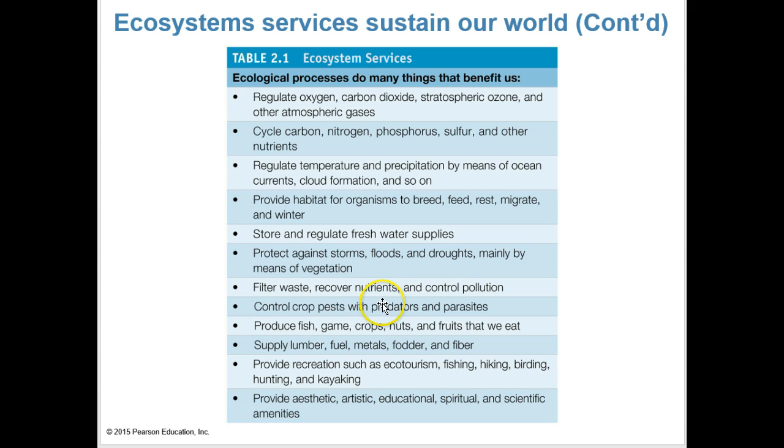Filtering waste and recovering nutrients and controlling pollution. Controlling crop pests with predators and parasites. Producing fish, game, crops, nuts, and fruits that we eat. Supplying lumber, fuel, metals, fodder, and fiber. Providing recreation, such as ecotourism, fishing, hiking, birding, hunting, and kayaking. And providing even just aesthetic, artistic, educational, spiritual, and scientific amenities. All of those are ecosystem services that sustain our world.